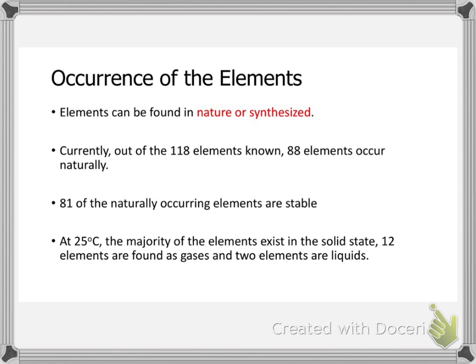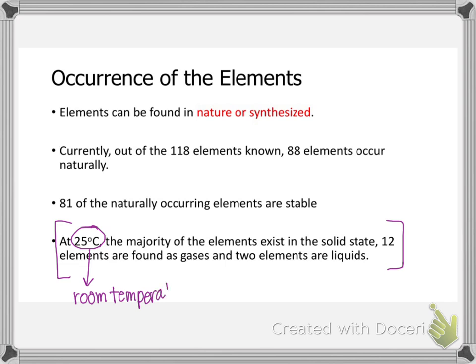So there are some elements before 92, which is uranium, that are synthesized, but basically up to 92, the majority of those are found in nature at some level. And then another thing, and again, I won't ask you the number, but the majority of elements are in the solid state at 25 degrees, which is close to room temperature. It might be a little warm for room temperature, but it is around room temperature.